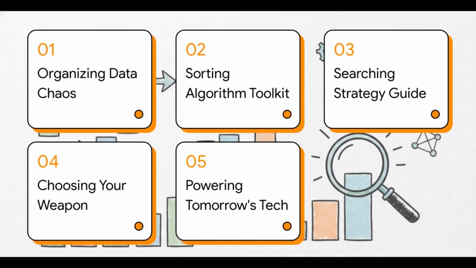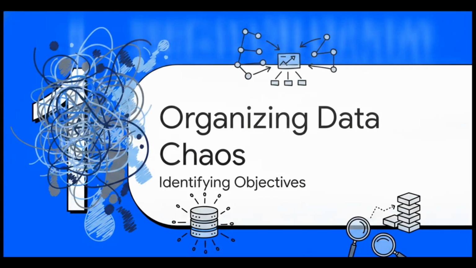Here is our roadmap for this explainer. We'll start by organizing the data chaos. Open up the Sorting Algorithm Toolkit. Explore the Searching Strategy Guide. Learn how to choose your algorithmic weapon. And finally, see how all of this powers tomorrow's technologies. It's a step-by-step path to building your ultimate developer toolkit. All right, let's jump right into part 1, organizing the data chaos.